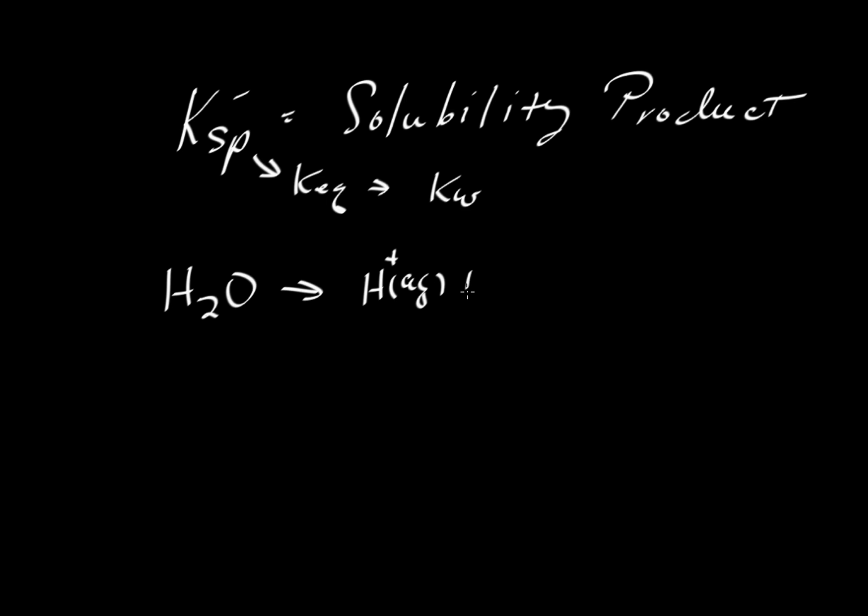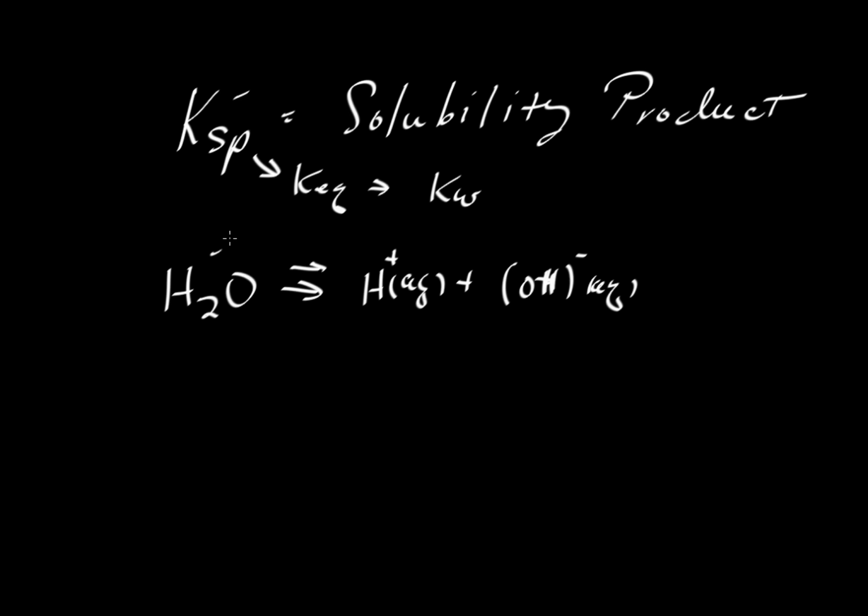So for the case of water, if we have pure water, and it dissociates to form hydrogen ion in aqueous solution plus hydroxyl ion also in aqueous solution, that is an OH minus there. We can ask, how far will this reaction go? How far to the right will this thing go? How much hydrogen ion and hydroxyl ion will we get out of any given amount of H2O?